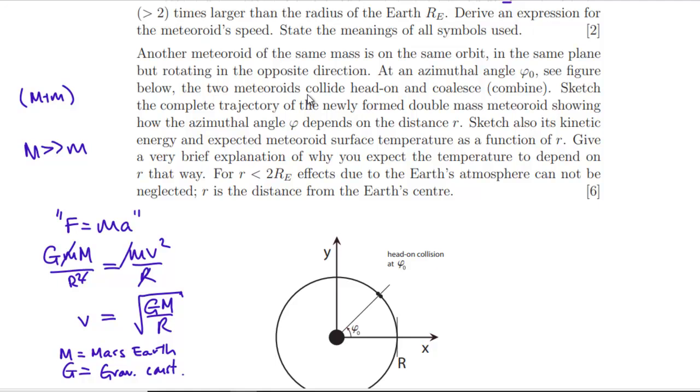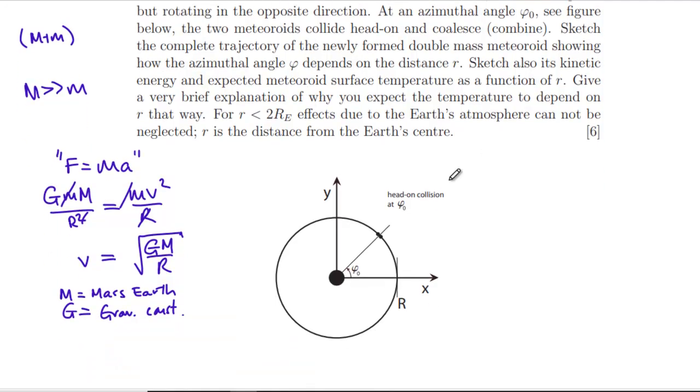Another meteoroid of the same mass is on the same orbit in the same plane, rotating in the opposite direction, at an azimuthal angle phi 0, see below. They hit each other and coalesce. Sketch the complete trajectory of the newly formed double mass meteoroid, showing how the azimuthal angle depends on distance r. Sketch also its kinetic and, well, I'll worry about that next bit afterwards.